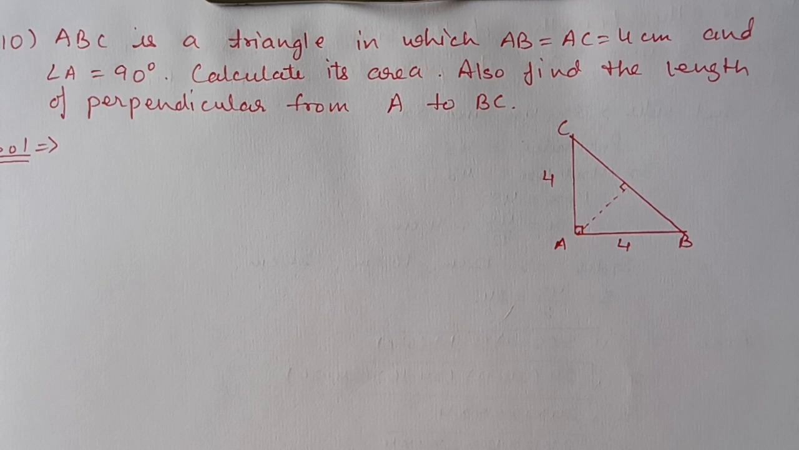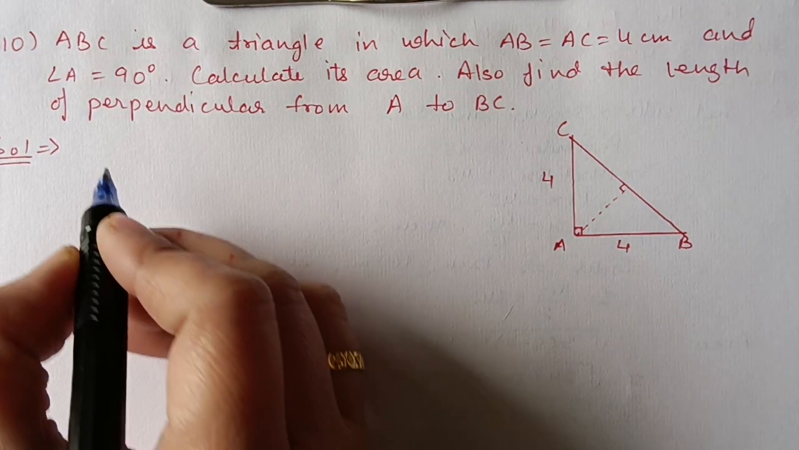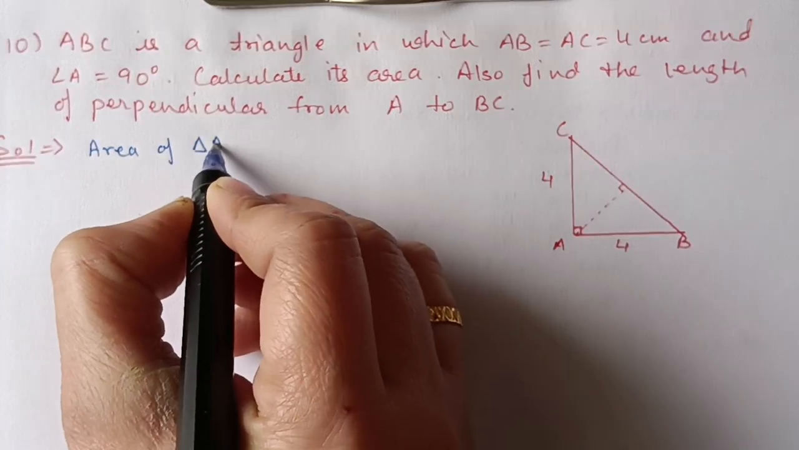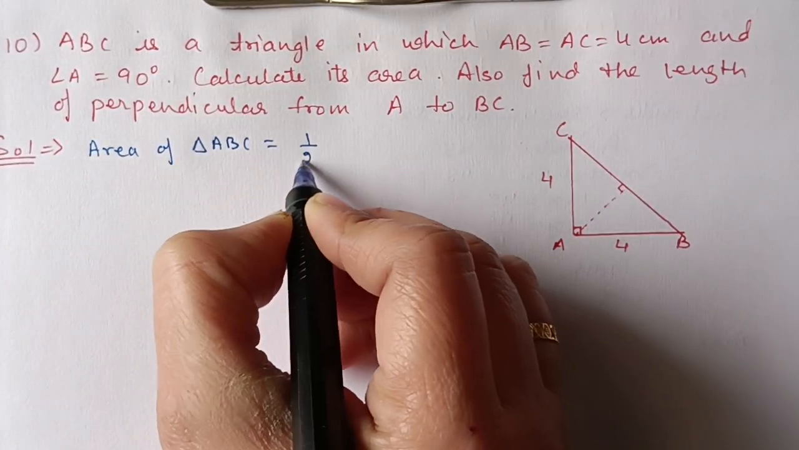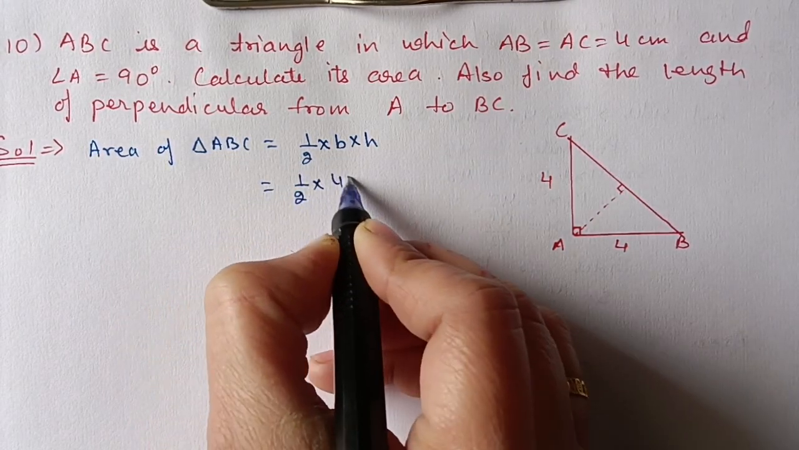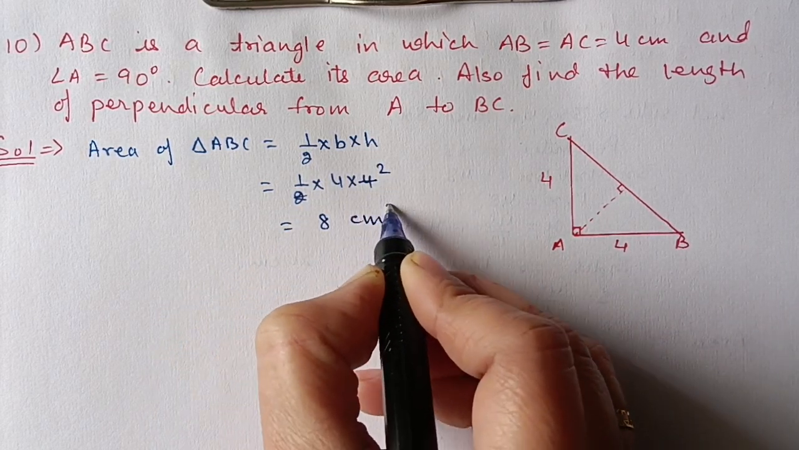Next we have question number 10. ABC is a triangle in which AB is equal to AC, 4 cm, and angle A is 90 degrees. Calculate its area and also find the length of the perpendicular from A to BC. Because it is a right angle triangle, we can use the half base into height formula. So area of triangle ABC is equal to half base into height. One side we can take as base, another as height. So half into 4 into 4, 8 centimeter square we are getting.